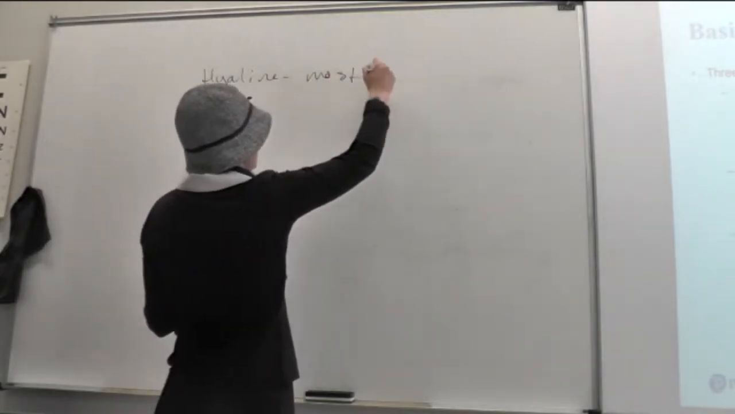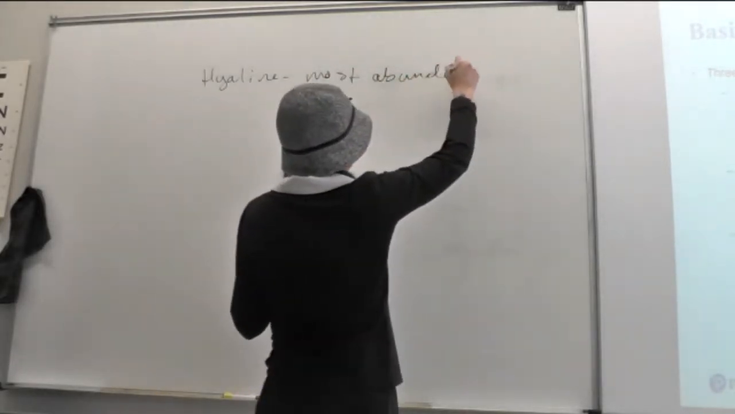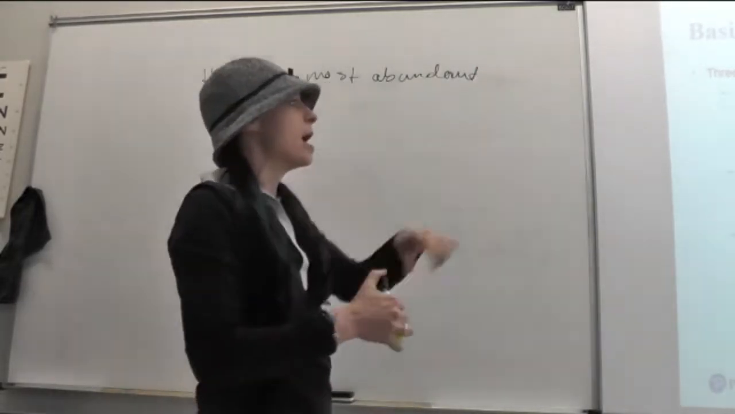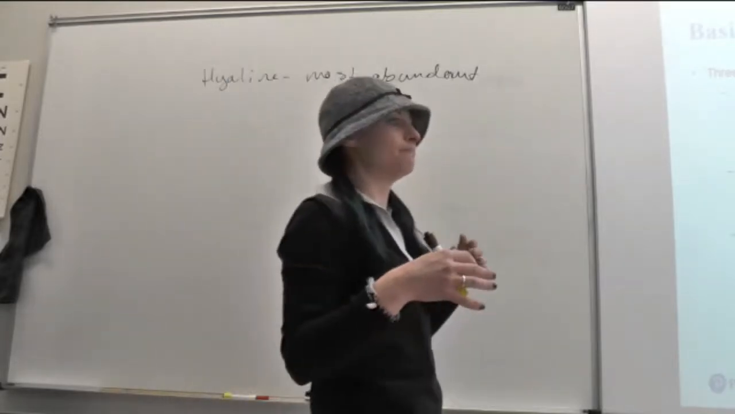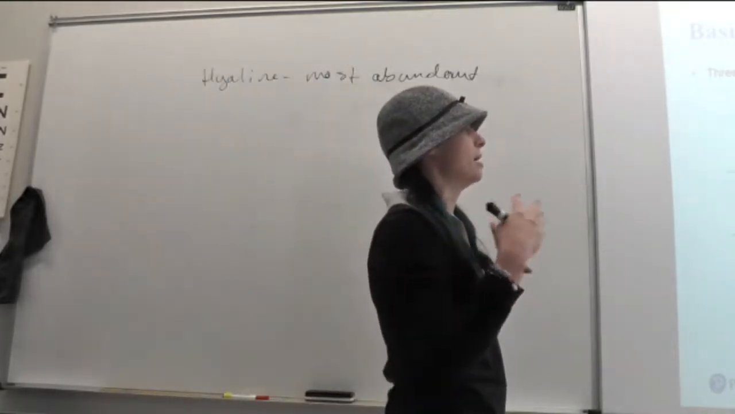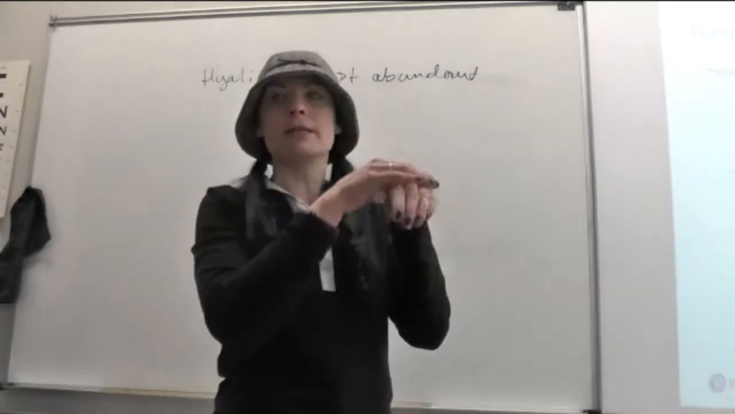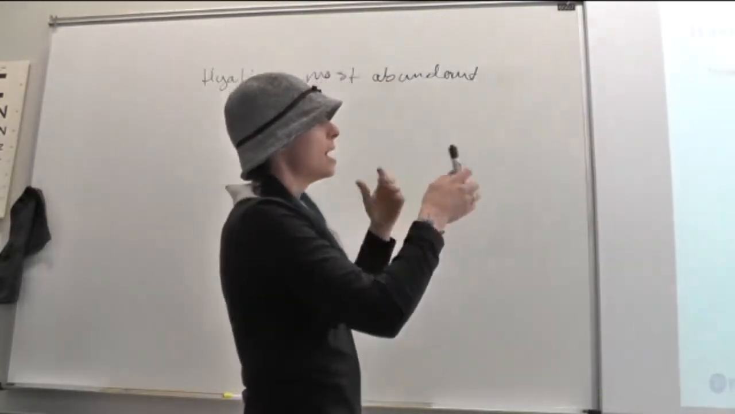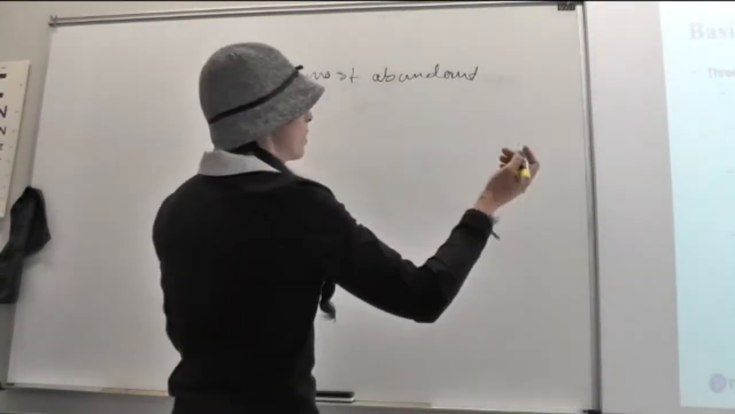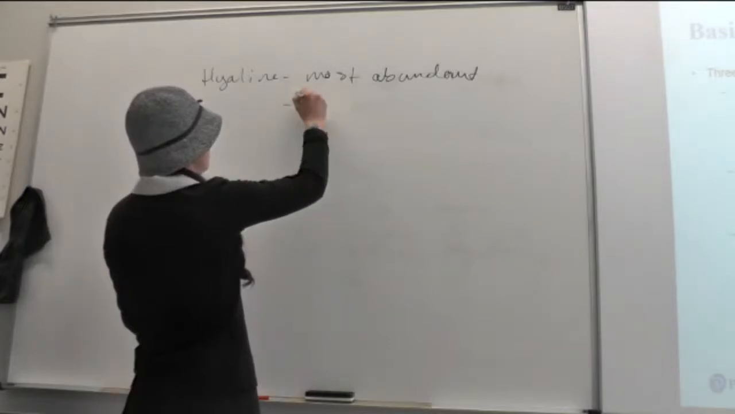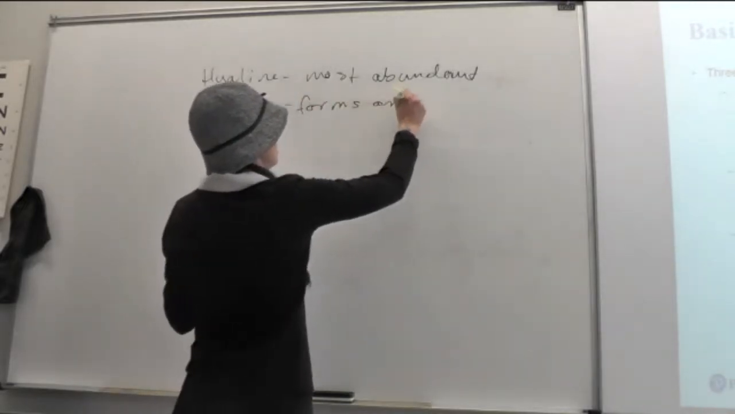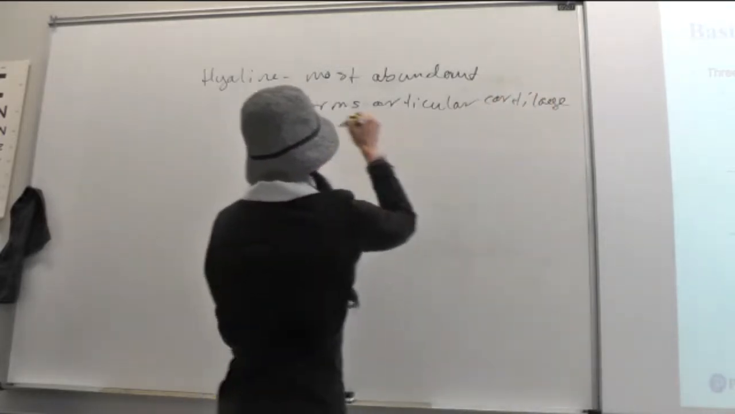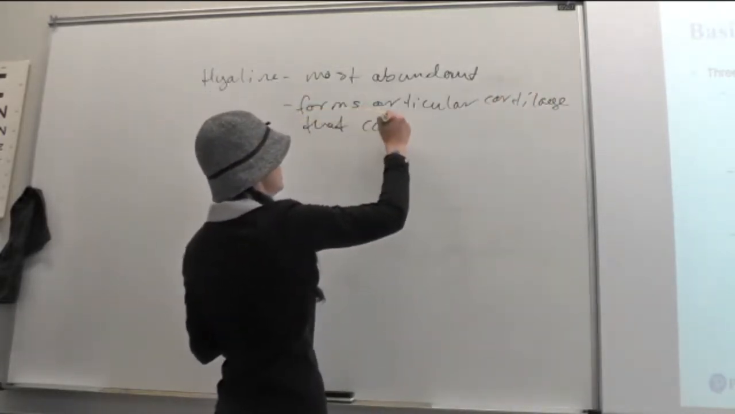And so generally, anytime you have the most of something, I always think most abundant, most important. That might not necessarily be true, but hyaline cartilage is super strong. It gives good strength to joints. It covers the ends of our long bones in joint cavities to make them smooth. And so we find it as what we call articular cartilage. So it forms the articular cartilage that covers the ends of long bones in joints.